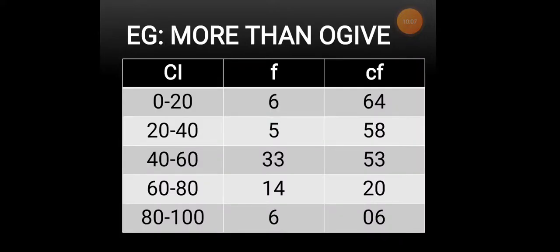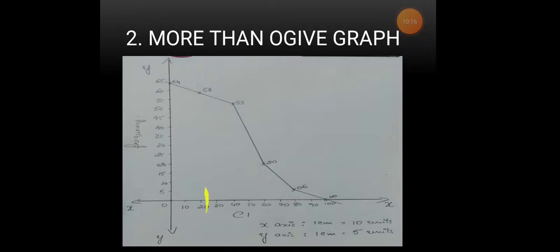Next one, more than 20 to 40. More than 20 to 40 in the sense more than 20 to 100. So 20 is the lower limit we need to take into consideration. The value is 58. So where is 20? 20 is here and the 58 is here. Accordingly, next one is 40, 53, 60 for 20, 80 for 6, and lastly 100 will be for 0.